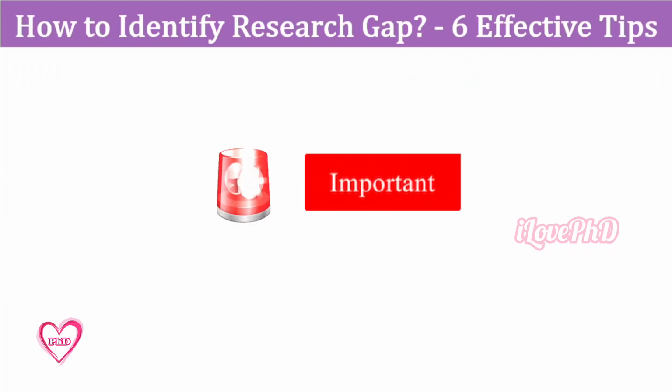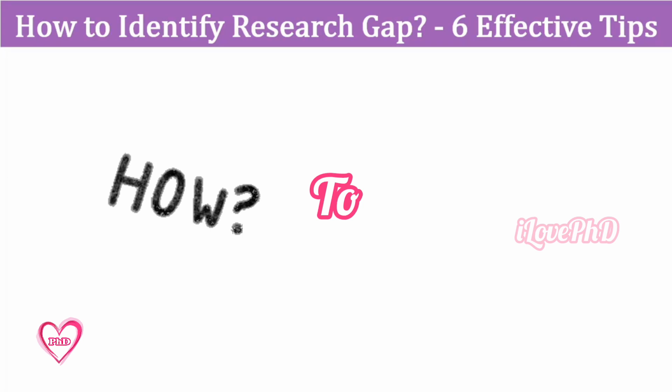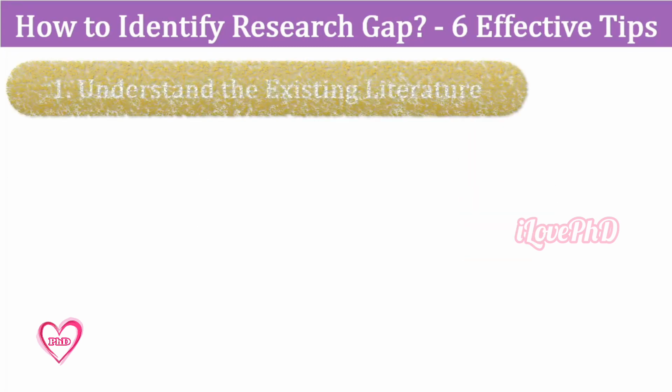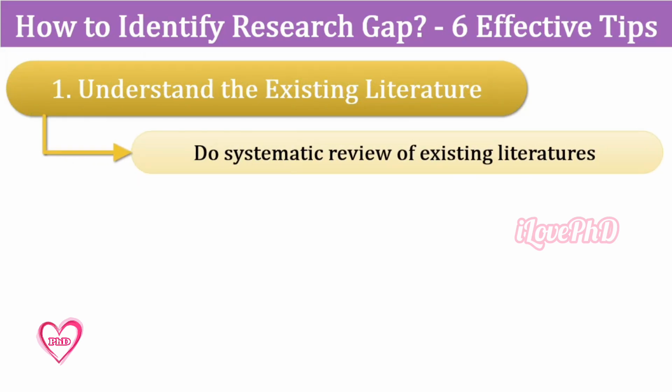So invest in the right work which enables you to publish your research findings quickly. Now we have come to the most important part of this video, how to identify a research gap. Here are the 6 effective tips to identify a research gap. The first tip is to understand the existing literature. The first step in gap analysis is to do a systematic review of existing literature relevant to your research.